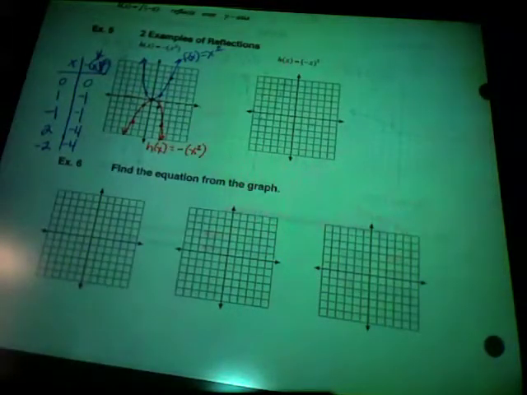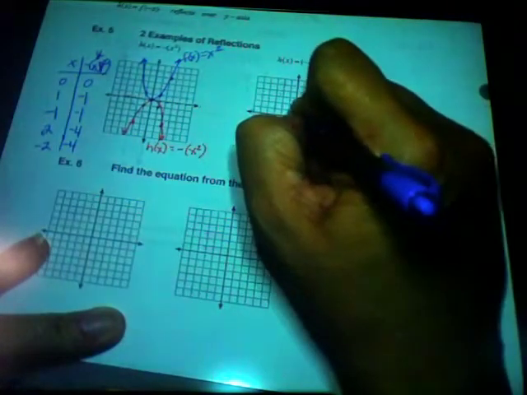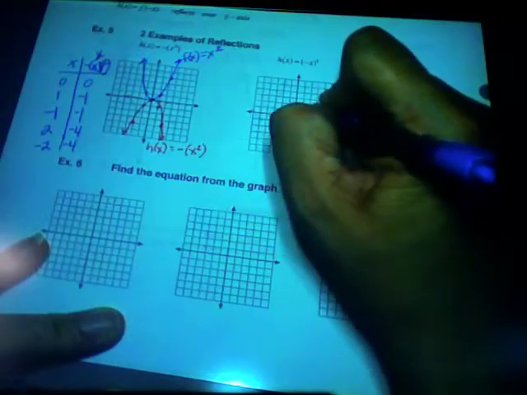All right, look at this one. Again, because it's a square, a quadratic, I'm going to put my general parabola here. You're going to get really good at these.